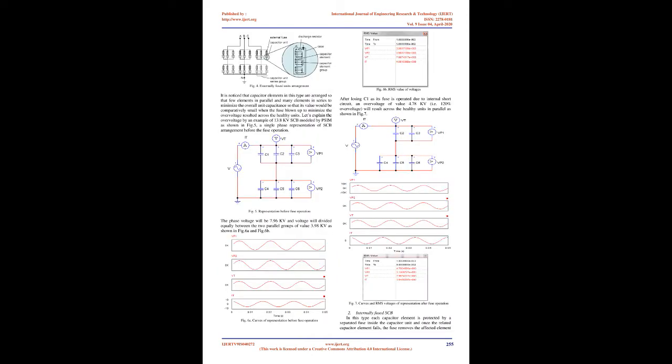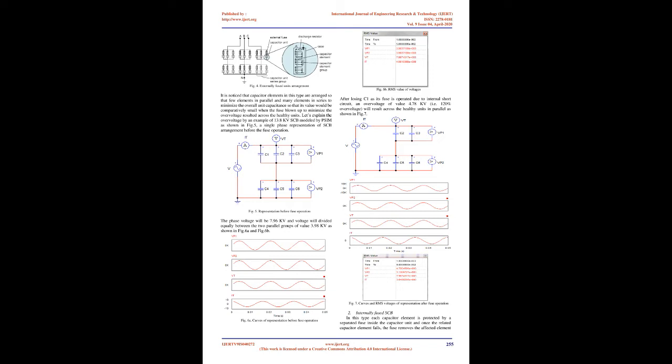The main merit of this type is the ease of failure troubleshooting as the fuse can be noticed visually, while the main drawback is difficulty of maintenance as the fuse is exposed to environment, and once the fuse blows, the entire unit will be open circuit, which leads to high differential overvoltage across the healthy units in parallel as shown in Fig.4. It is noticed that capacitor elements in this type are arranged so that few elements are in parallel and many elements in series to minimize the overall unit capacitance so that its value would be comparatively small when the fuse blows, to minimize the overvoltage resulting across the healthy units.